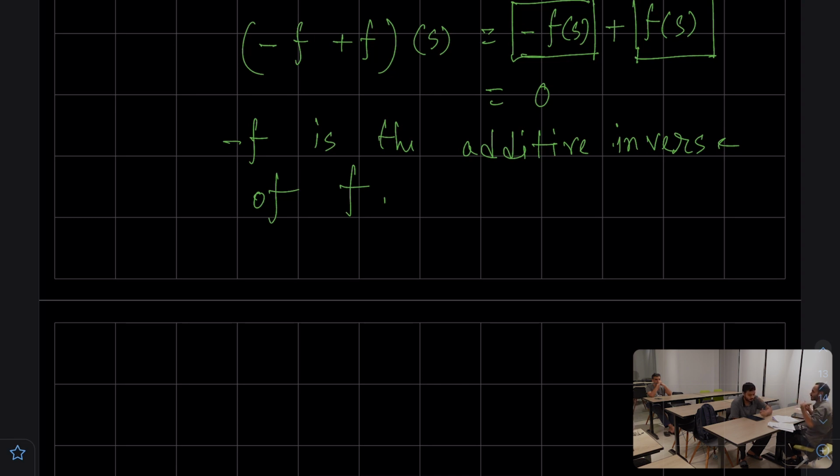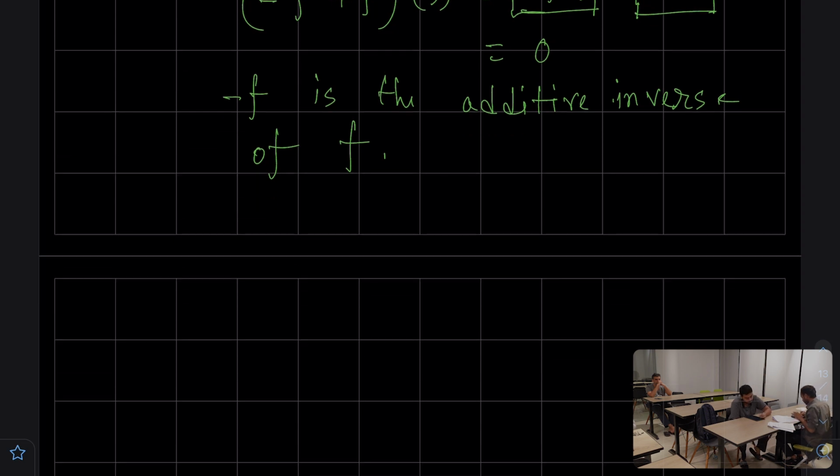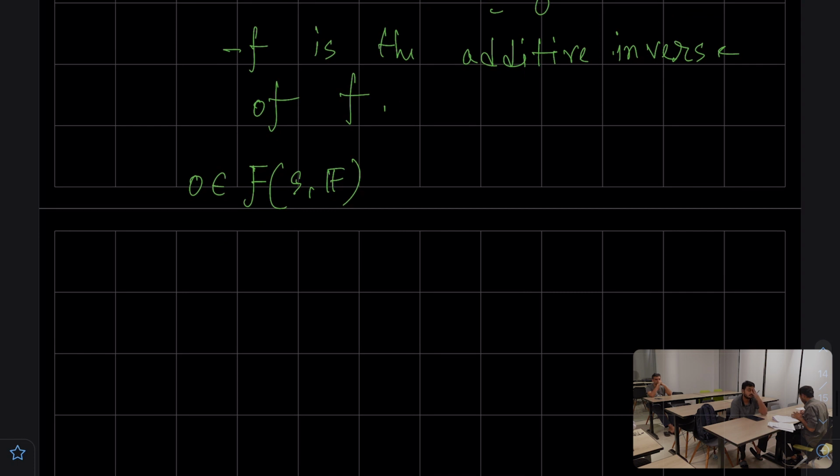No, there are two distinct zeros here. The first zero belongs to the vector space, sorry, the (S, F). And the other zero belongs to F. You could put the vector symbol on the first one, something like that. That will make life easier.